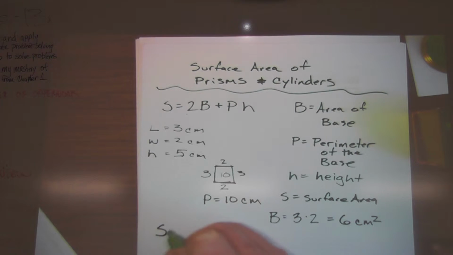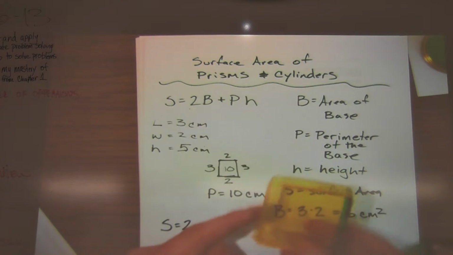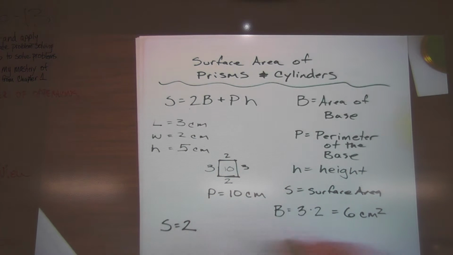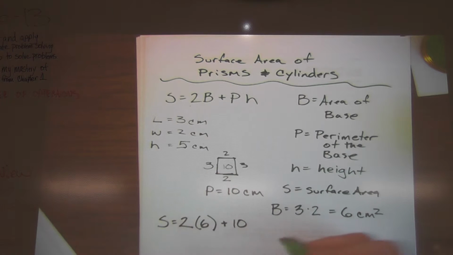So the surface area is equal to twice the area of the base. Why? Because these two, the top and the bottom, are the same. So 2 times 6 plus the perimeter of the base, which is 10 centimeters, times the height, which is 5.